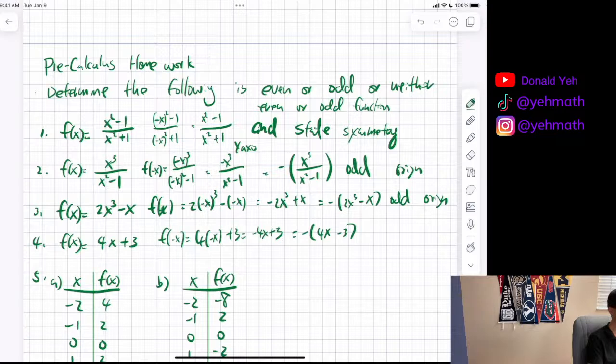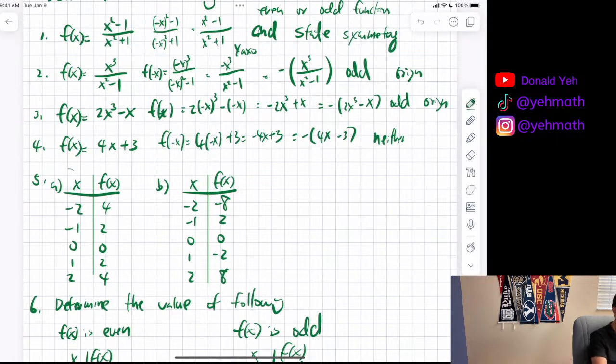Okay, so therefore that's negative. That's neither. So you're going to get neither. How do you tell if this is even or odd? How do you tell?